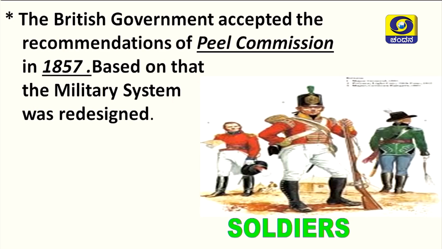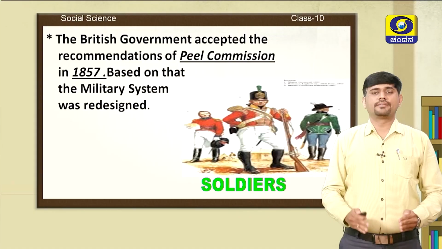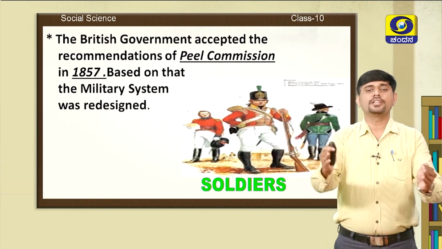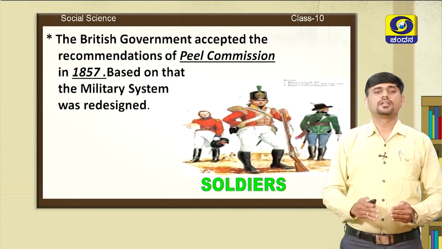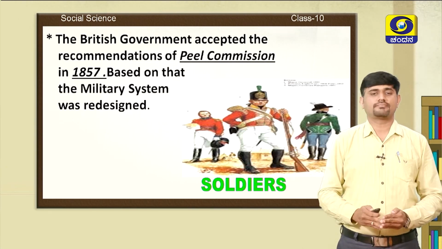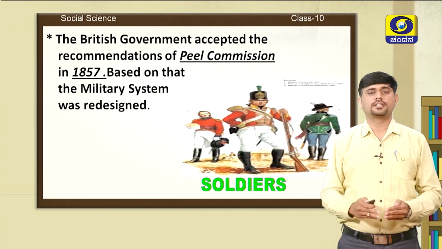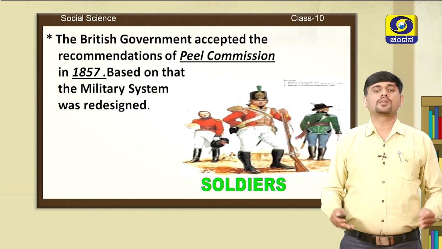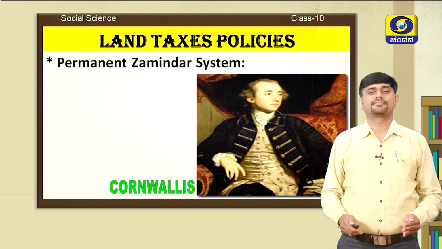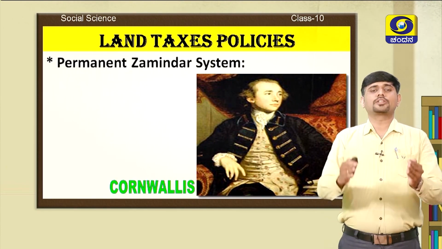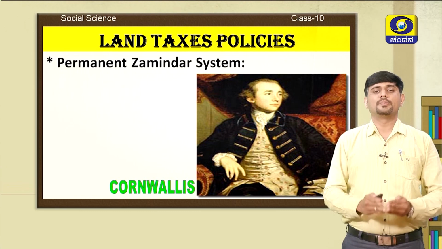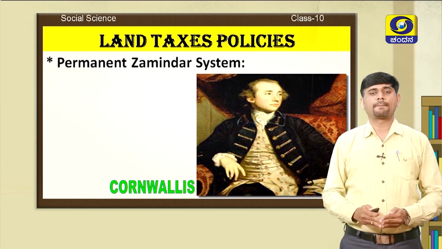However, the British government accepted the recommendations of the Peel Commission in 1857. After the first war of Indian independence, there were a number of changes brought into the British military system of India. The Peel Commission recommended some changes, and based on that, the military system was redesigned in India. So that is about the military reforms of the British government in India.